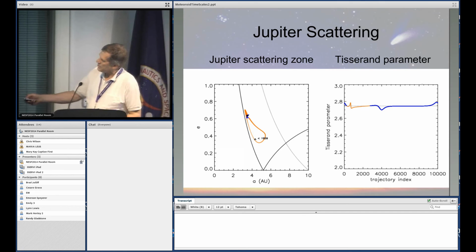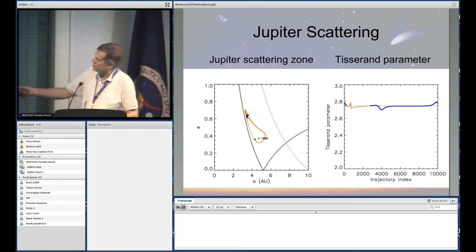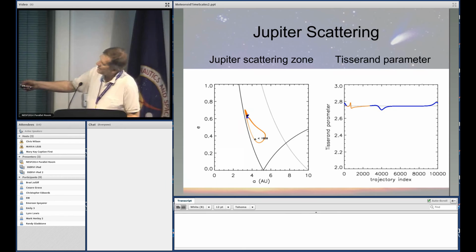Important to note here is that these are the limits of orbits which cross Jupiter's plane, and the Tisserand parameter is 2.75 for these particles. That stays the same, but that occupies a significant part. So with multiple scattering, particles will stay within this region. This dotted line is the inner edge of the Saturn scattering zone.